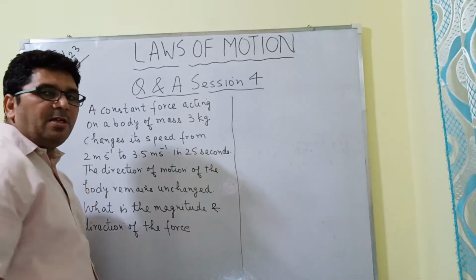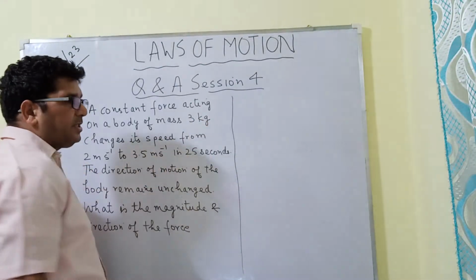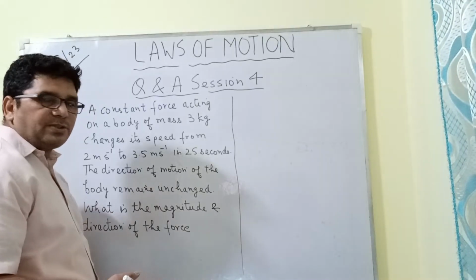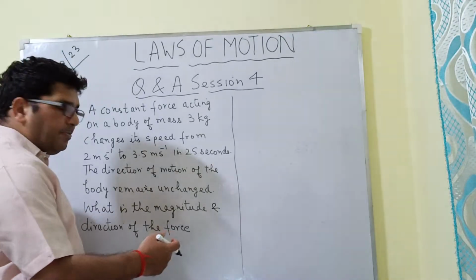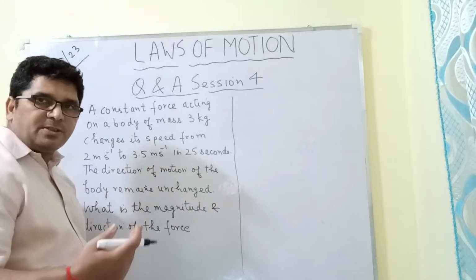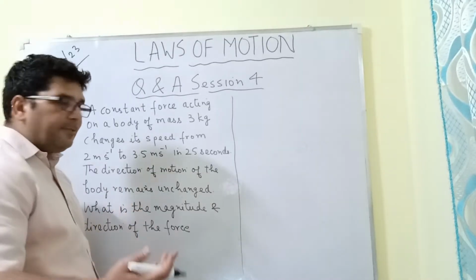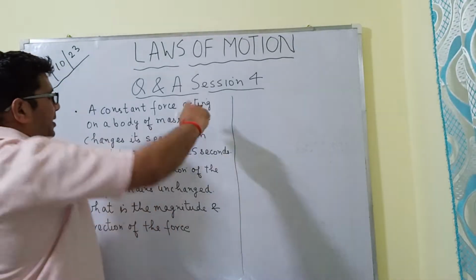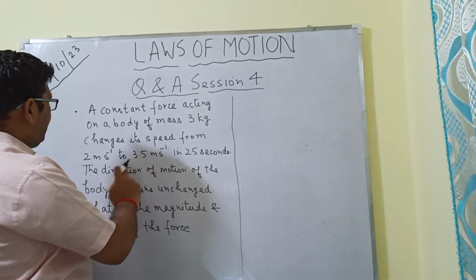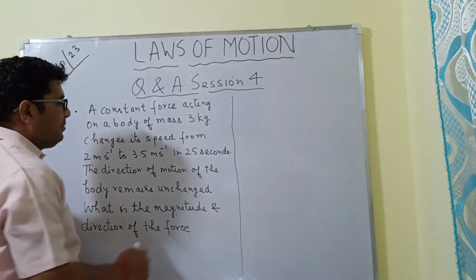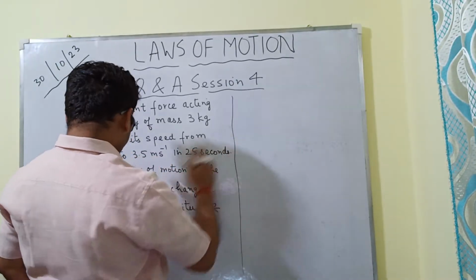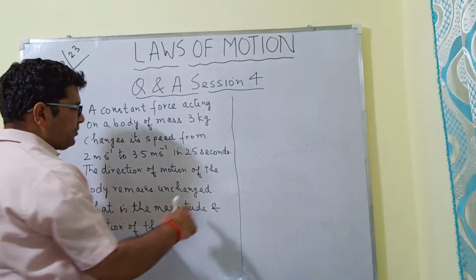In this session I have taken very easy questions, and basically these questions are based where we have to use these formulas directly. So in this question the speed is changing from 2 meter per second to 3.5 meter per second in 25 seconds. Now we know that we have to find the magnitude and direction of the force.